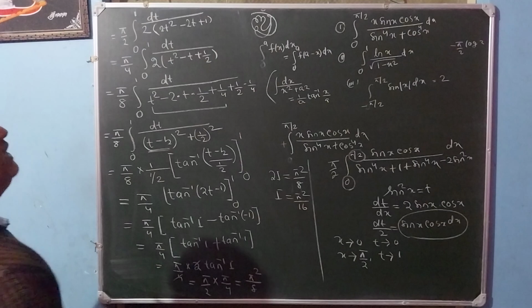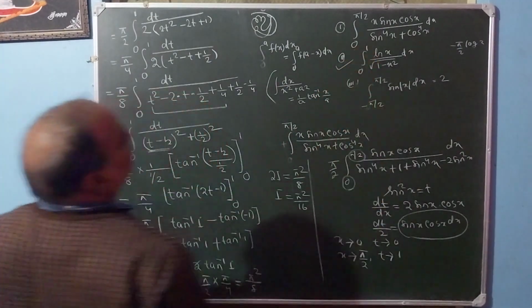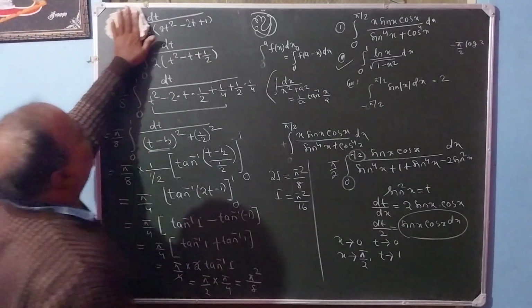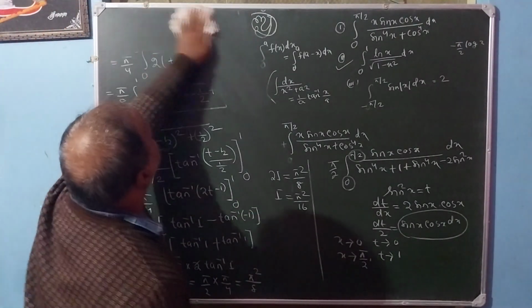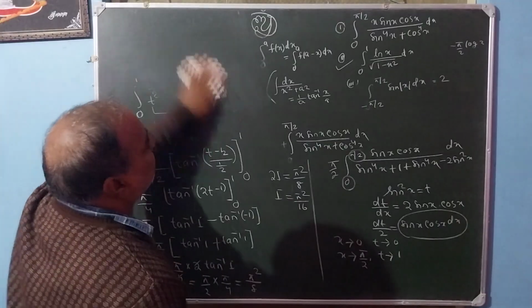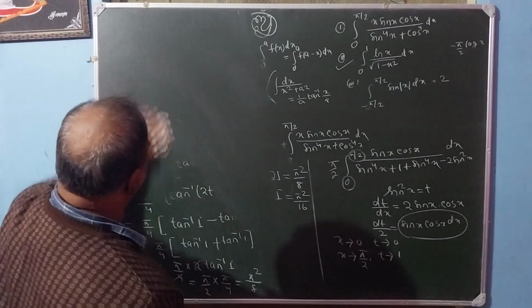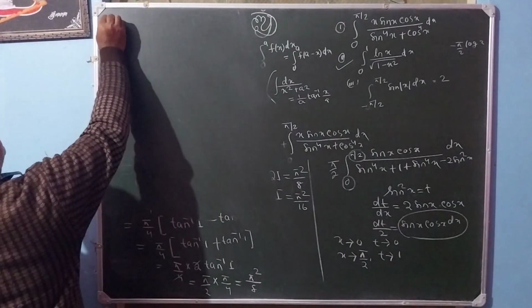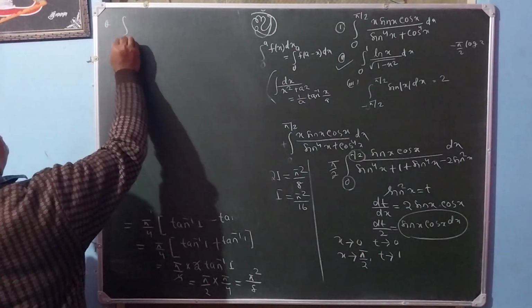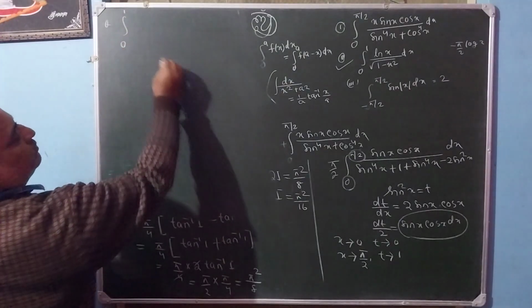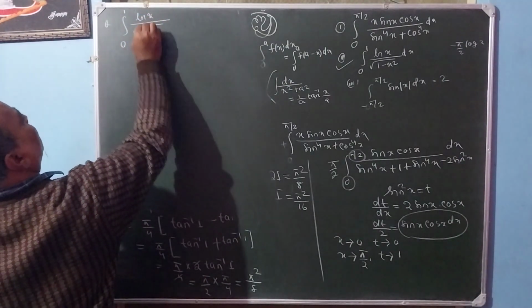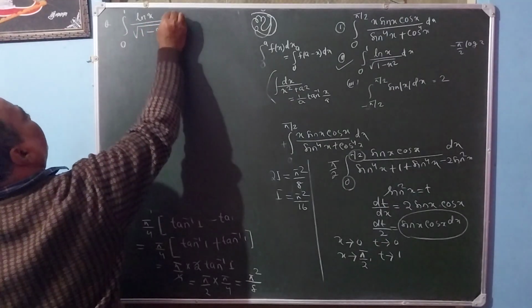Now let us take another question. Question number 2, so write down question number 2. Integration from 0 to 1, ln x divided by square root of 1 minus x square into dx.